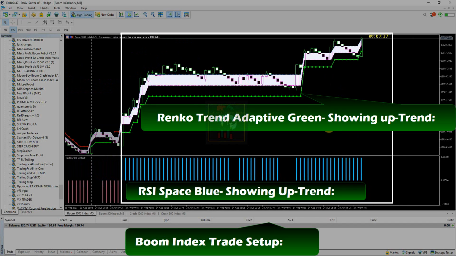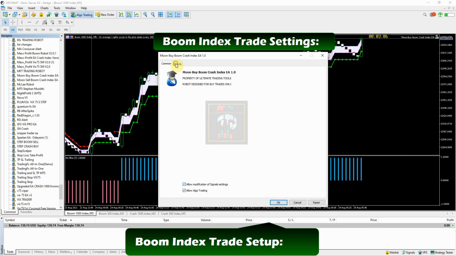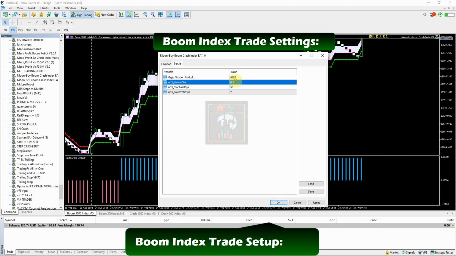On boom index markets, you attach the Moon Buy robot on a clear trending market. Confirm the trend using the Renko adaptive indicator. It should be green, showing high frequency of spikes, and the RSI space indicator should be blue, showing uptrend momentum. Run when these conditions are met. On boom index markets, run the robot near the support lines. Set a reasonable lot size so that in case of drawdown you will be able to hold your trade.